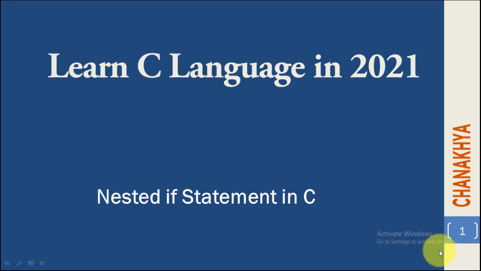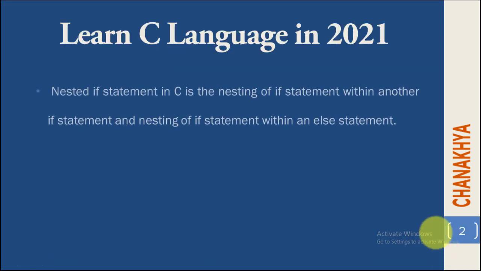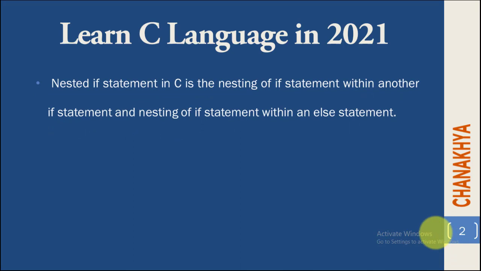In this video we are going to explain the nested if statement in C. Nested means a statement where if is used within if or else. A nested if statement in C is the nesting of an if statement within another if statement, and also the nesting of an if statement within an else statement. So nesting of if can be done within the if statement as well as in the else statement.